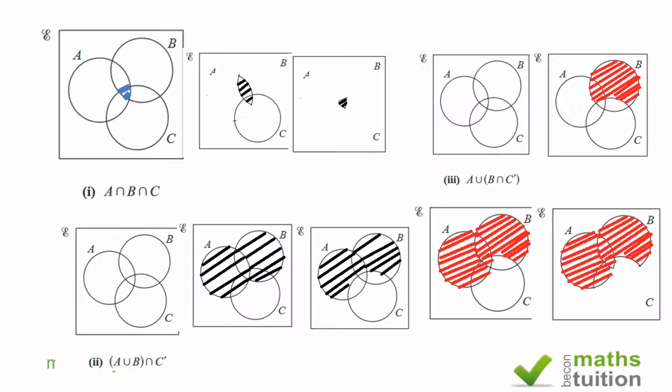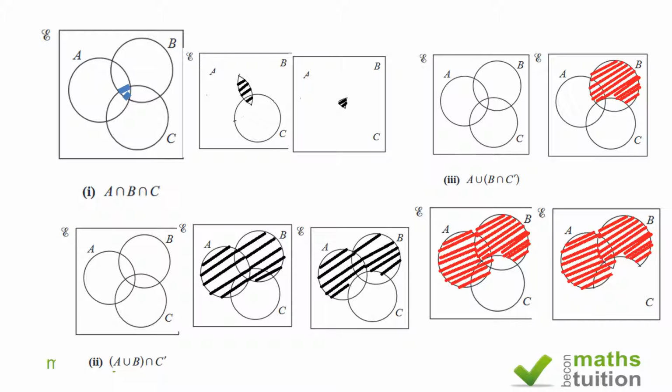Now compare these two. This is (A union B) intersection C prime, and that is A union (B intersection C prime). The difference is that you do the brackets first, and the difference is a little bit of C there. So note the difference: in this one, you start with A union B first, and in this one, you start with B intersection C prime first.